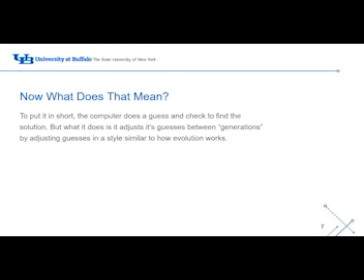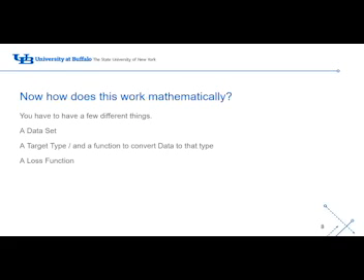Awesome? Great. So basically, to continue on this, how does it work mathematically? Like, how does it just guess and check a solution? How does it figure this out? Well, you need a few different things. You need a data set, that is the data that you want to actually do something with and figure out an optimization from. You need a target type and a function to convert that data to that type.